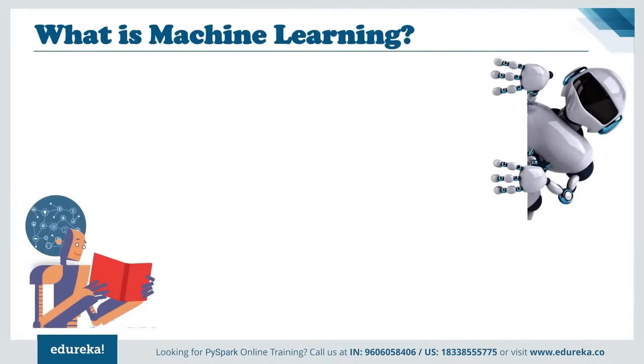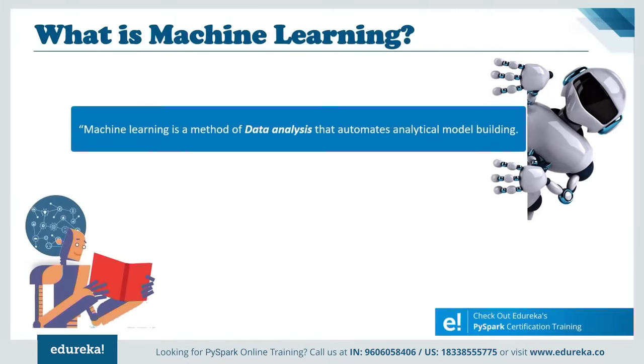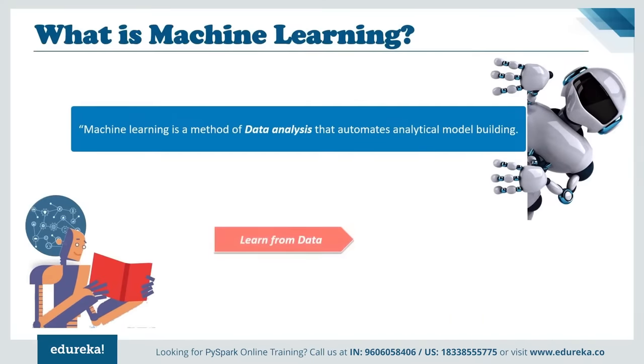Now, what exactly is machine learning? Machine learning is a method of data analysis that automates analytical model building using algorithms that iteratively learn from data. Machine learning allows computers to find hidden insights without being explicitly programmed where to look. It focuses on the development of computer programs that can teach themselves to grow and change when exposed to new data. Machine learning uses the data to detect patterns in the dataset and adjust programs' actions accordingly.